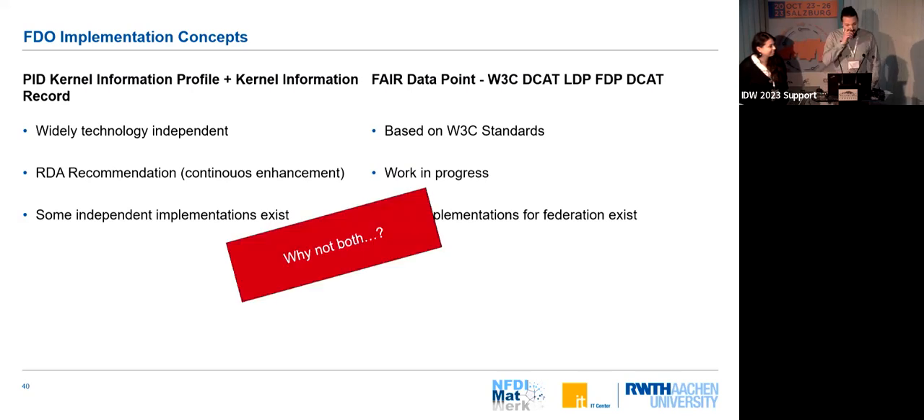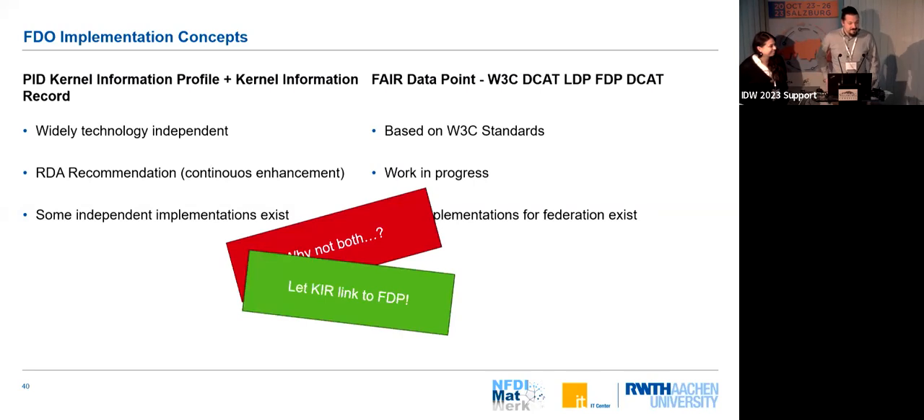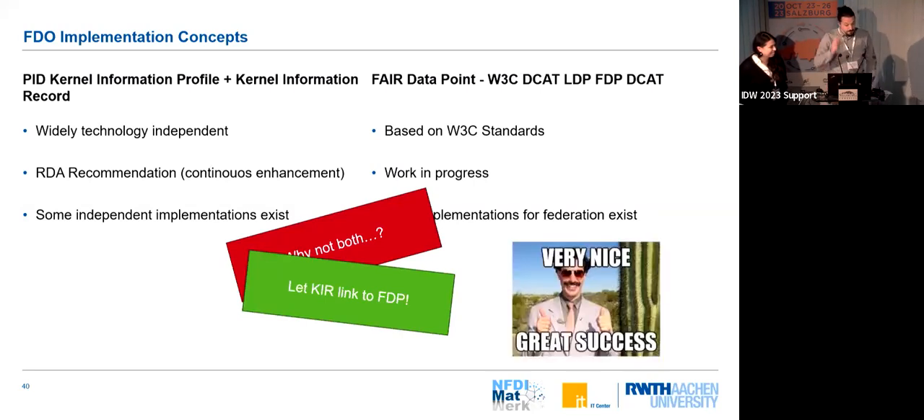So the question is, why not both? Let's link this kernel information record to the FAIR Data Point, and if that would work, that would be very nice and a great success. So we started with the FAIR Data Point and then started implementing the PID part or the kernel information part, and that's where Ziri is going to take over and explain a little bit what her experiences were.